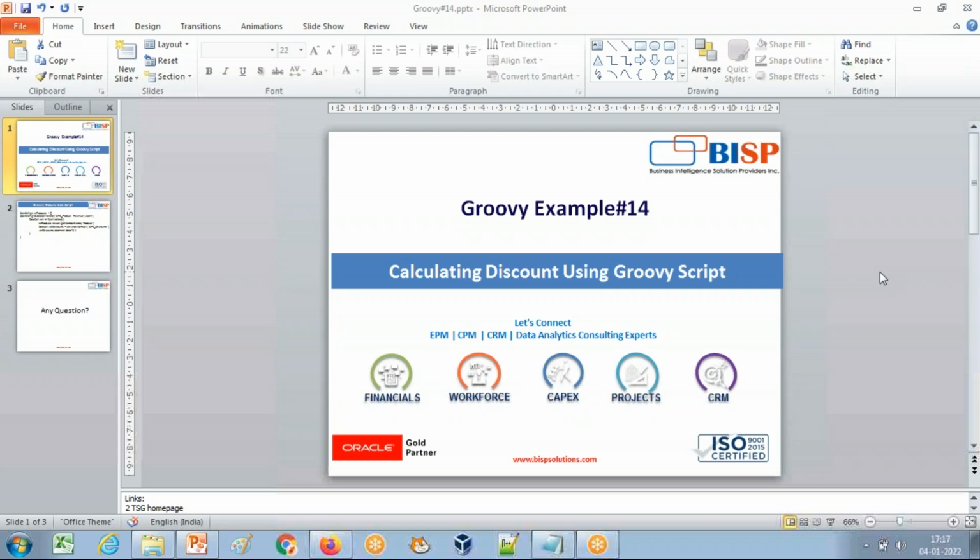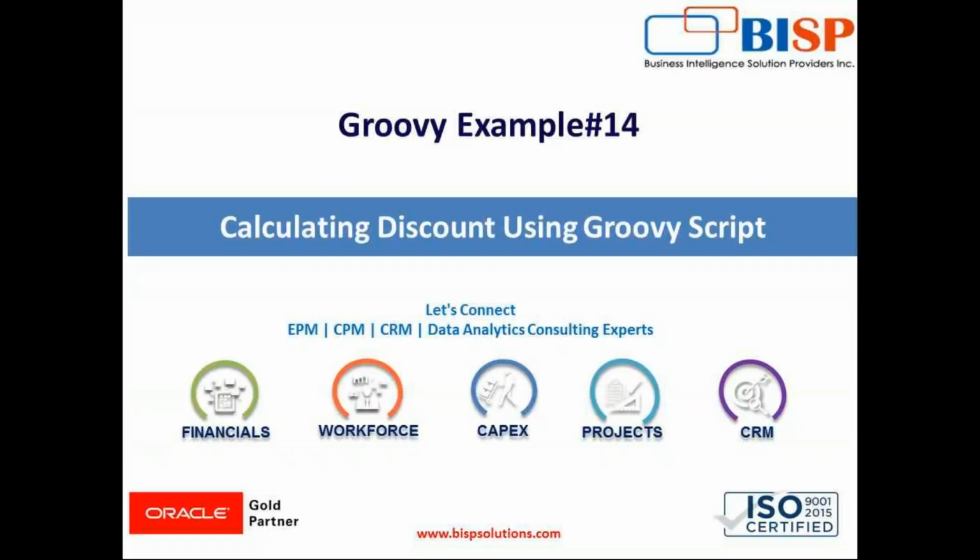In this example, we would be performing certain calculation. For the sake of testing, I've taken an example calculating discount based on revenue. Okay, you could have used any example, right? Any kind of calculation. The idea behind this example is just to showcase how you can use a pure Groovy script to perform calculation in your data form.